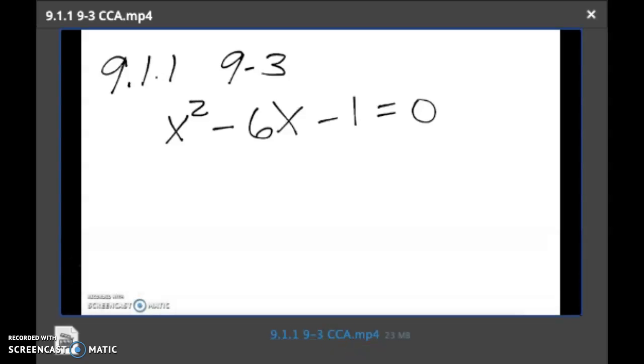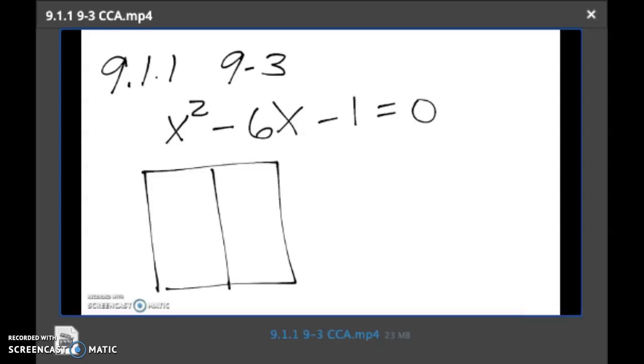Lesson 9.1.1, problem 9-3. In the first part of this problem, they want us to look at the quadratic equation x squared minus 6x minus 1 equal to 0, and to try to solve this using the zero product property. So to do that, I need to get my generic rectangle and my diamond and see if I can factor this equation.